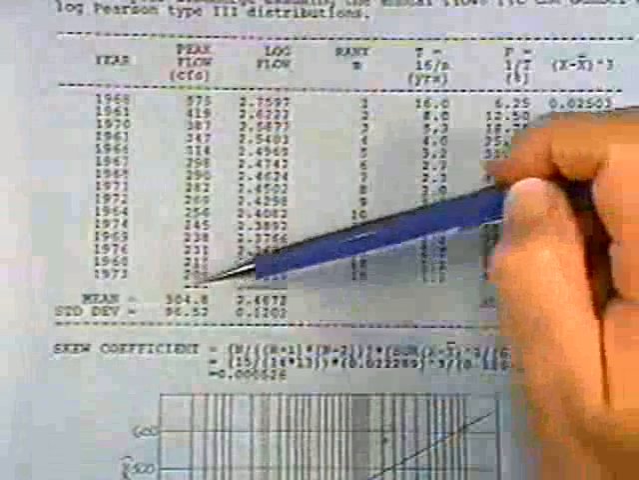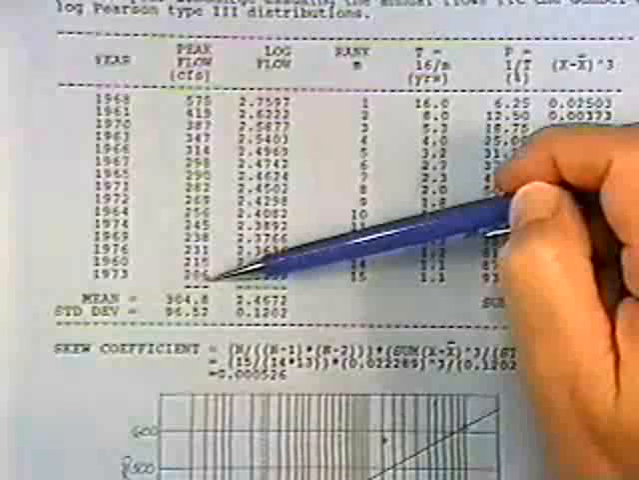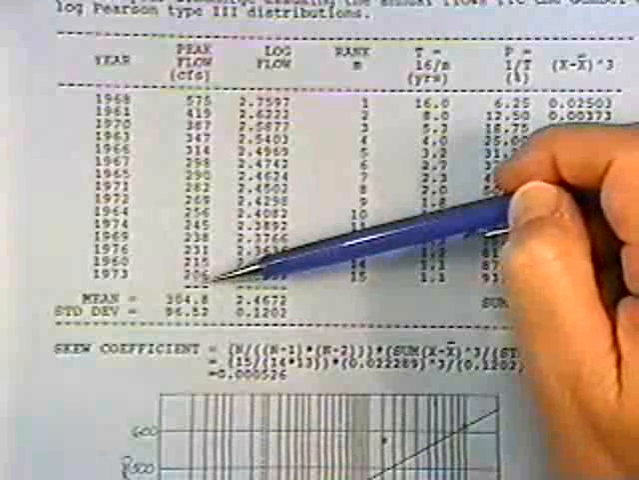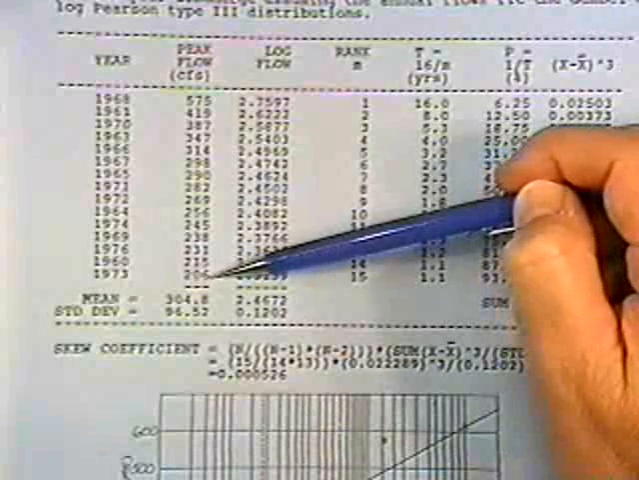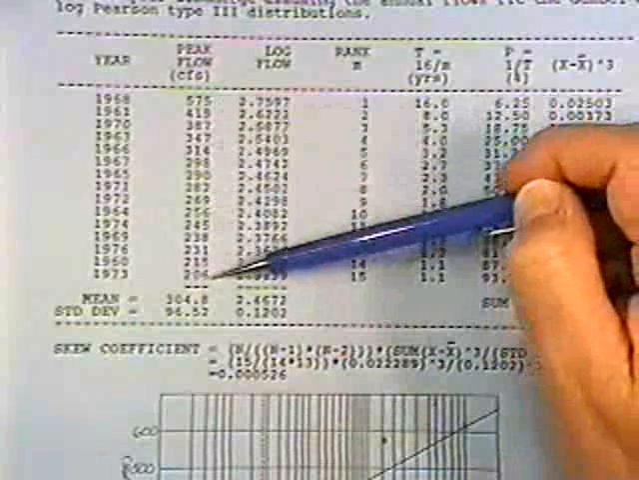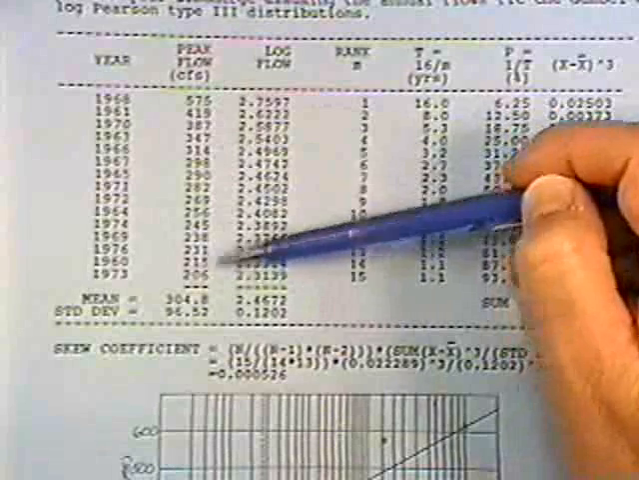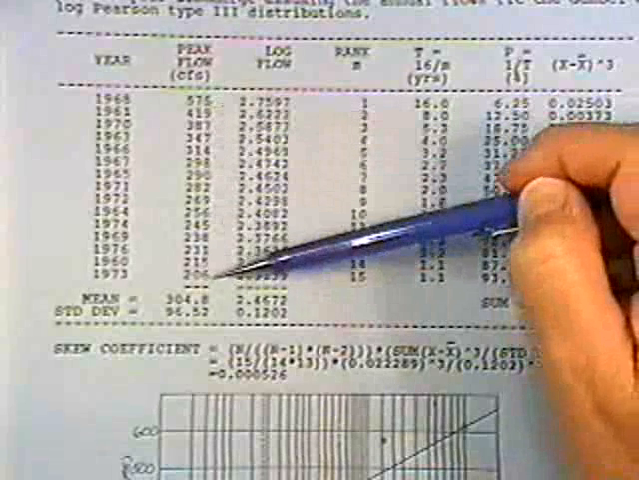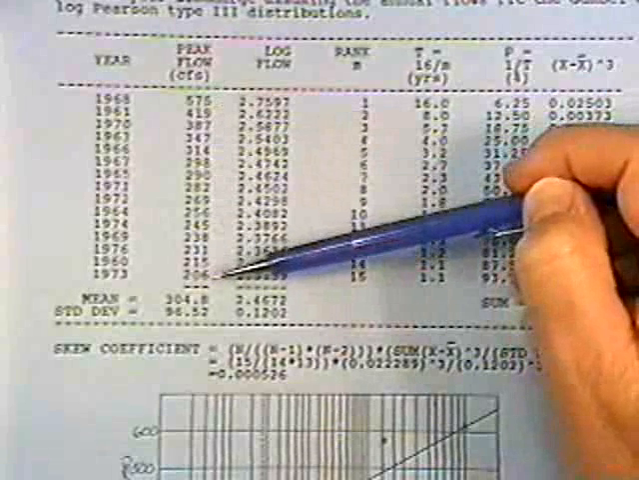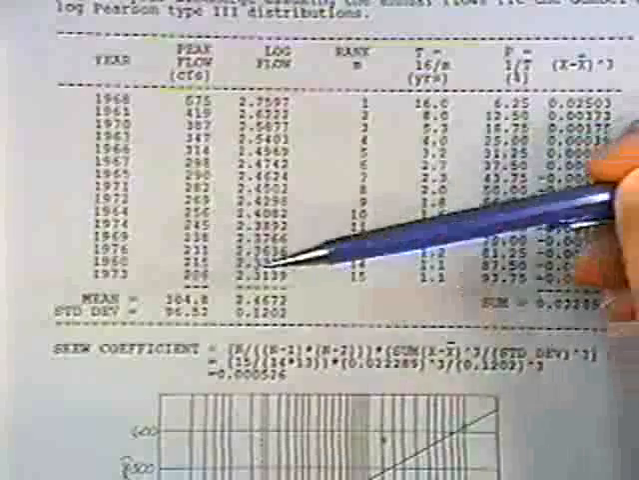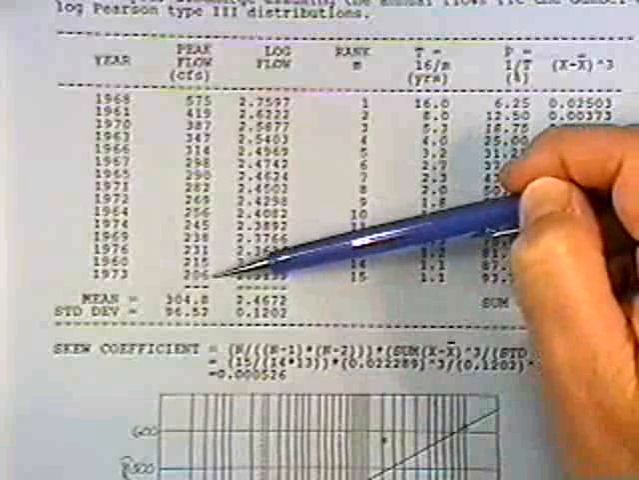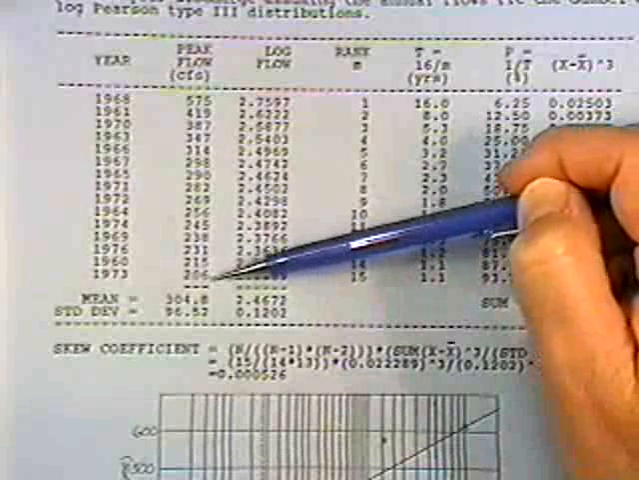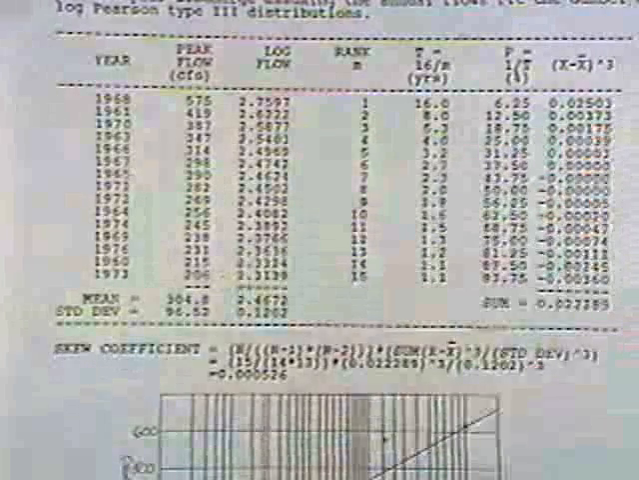The problem with that is, if I ask the question, what's the probability that the peak discharge will equal or exceed 206 cubic feet per second? In the 15 years, every year it equaled or exceeded 206 cubic feet per second. So we'd say 15 divided by 15 is 100% probability. But we all know there's not 100% probability of equaling or exceeding 206 cubic feet per second. There's a non-zero probability of a value less than that.